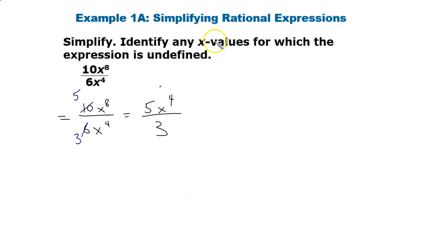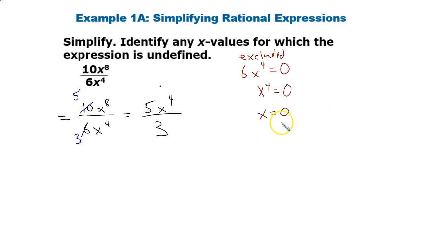Now, when you are stating the excluded values, the x values for which the expression is undefined, you're going to start at the very beginning and set that equal to 0 off to the side. So we're going to say if 6x to the 4th were equal to 0, what would I plug in for x that would cause me to get a 0 in the denominator? Well, if I divide 0 by 6, I get x to the fourth equals 0. And if I take the fourth root of both sides, I find that x is 0. And this is the excluded value for x.